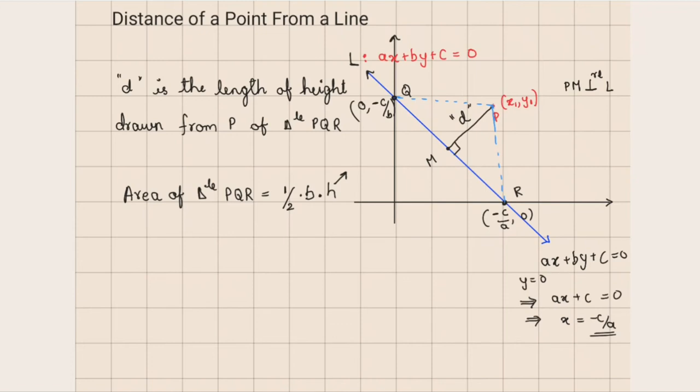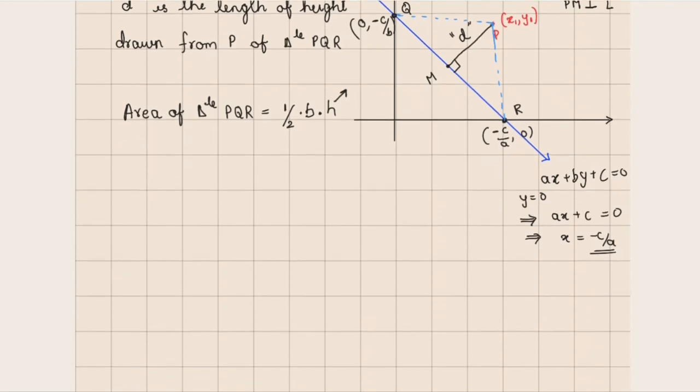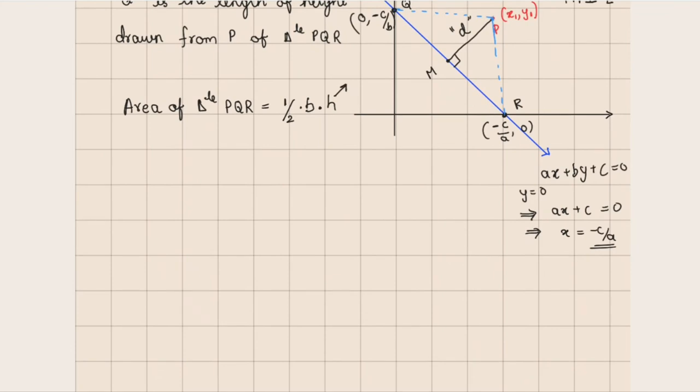Okay, did you get the concept? See, we will do here. So base b equals QR.